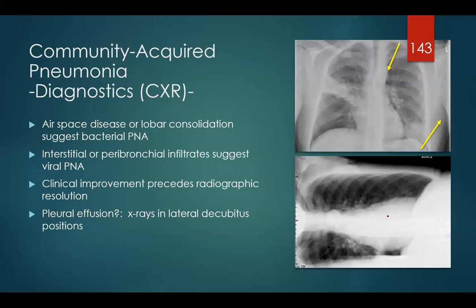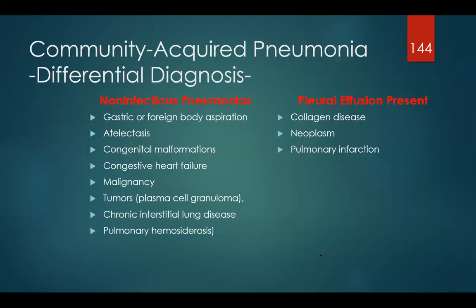Community-acquired pneumonia, so we can do some chest x-rays. Airspace disease or lobar consolidation will be suggestive of a bacterial pneumonia, while interstitial or peribronchial infiltrates suggest a viral cause. Clinical improvement precedes radiographic resolution. For pleural effusion, x-rays in the lateral decubitus position are going to allow fluid to pool down here. And that's why we do the lateral decubitus position.